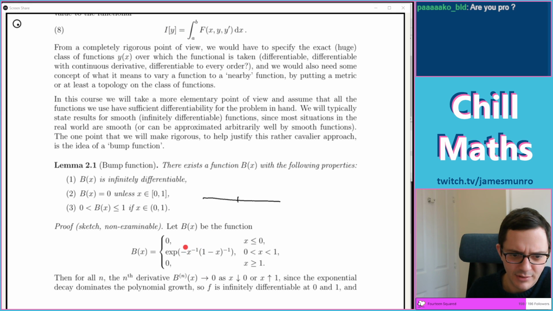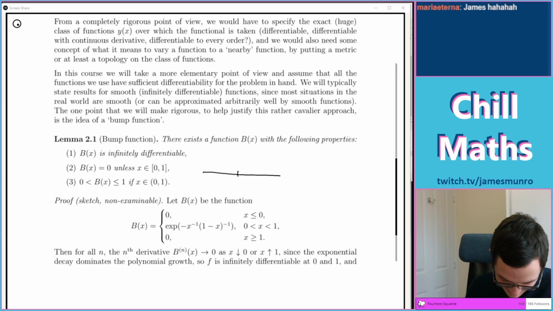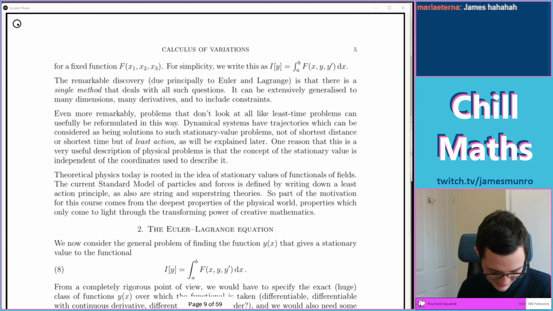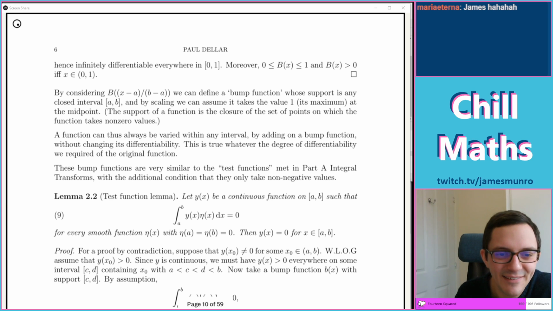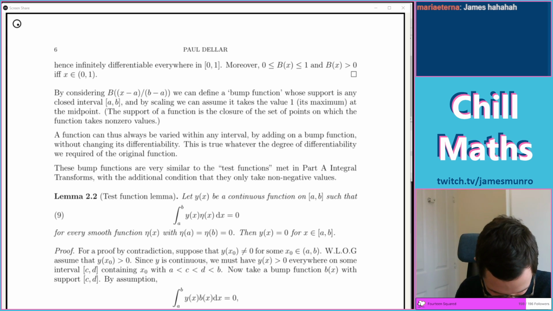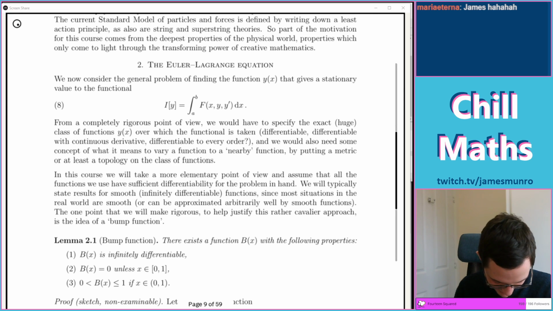So I think I want an actual picture of this, because this looks fun. Yeah, there's all exponential decay and polynomial growth. Is there a picture of this in the lecture notes? Can I have a picture of this? There's no picture. Where's the picture? No, wait, my next page is broken. There's still no picture. And then the test function lemma. There should definitely be a picture of this.